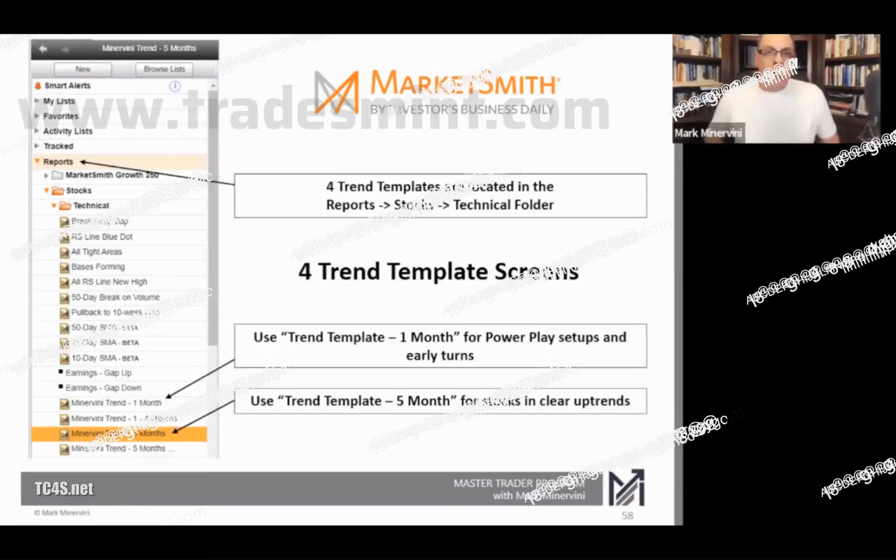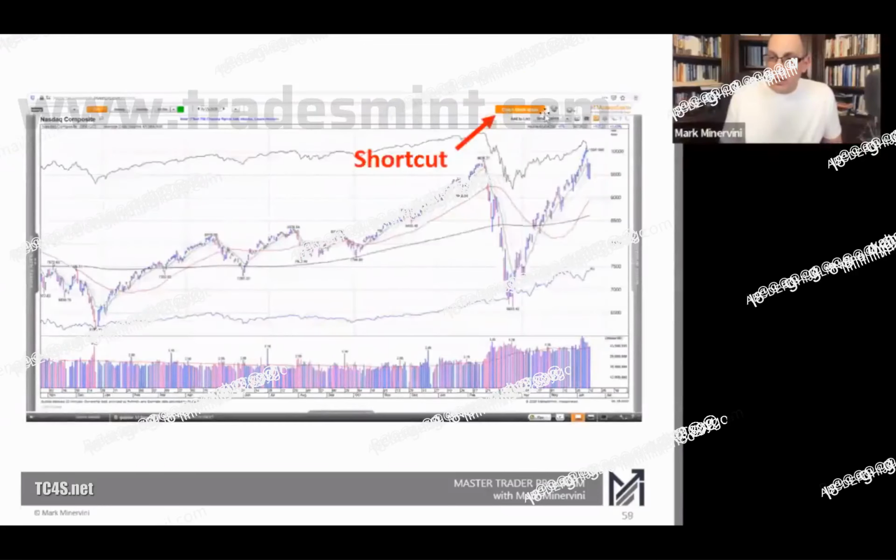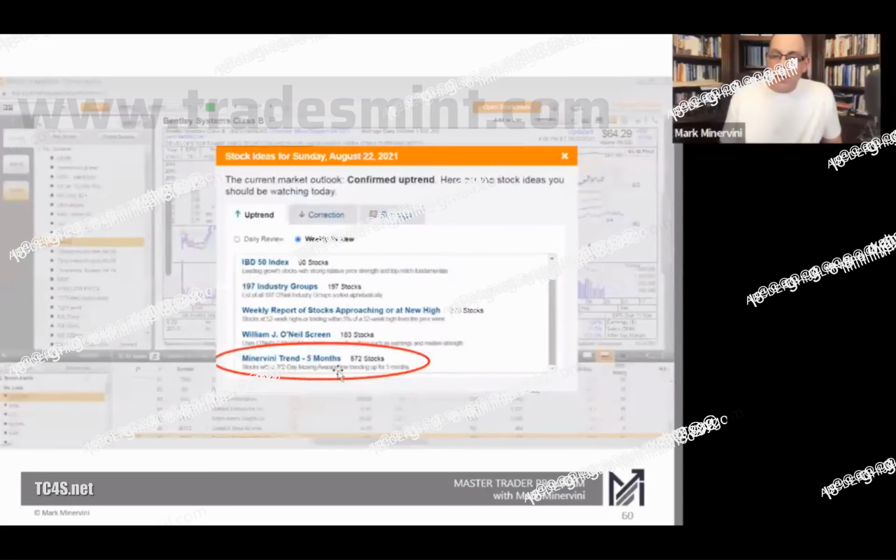There's 4 trend templates. The main trend template is the 5-month, and that's the confirmed stage 2, which 95% of every stock I buy is going to be in. You can find this if you go to the shortcut that says Open Stock Ideas, and from there, I'm tucked in here with Bill O'Neill, which I'm honored to be in the same page with him, and you can find my trend template there.